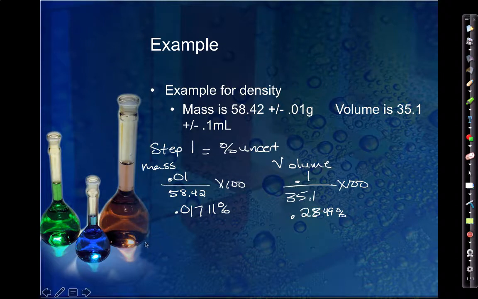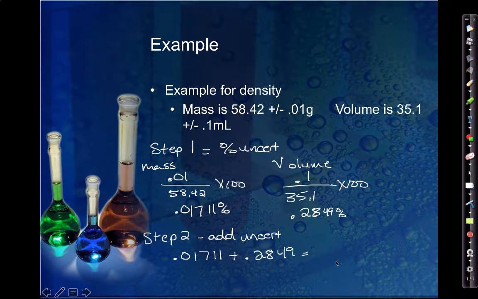All right, so step 2 is add them together. So we add 0.01711 plus 0.2849. And this will give us a total of 0.30201%.